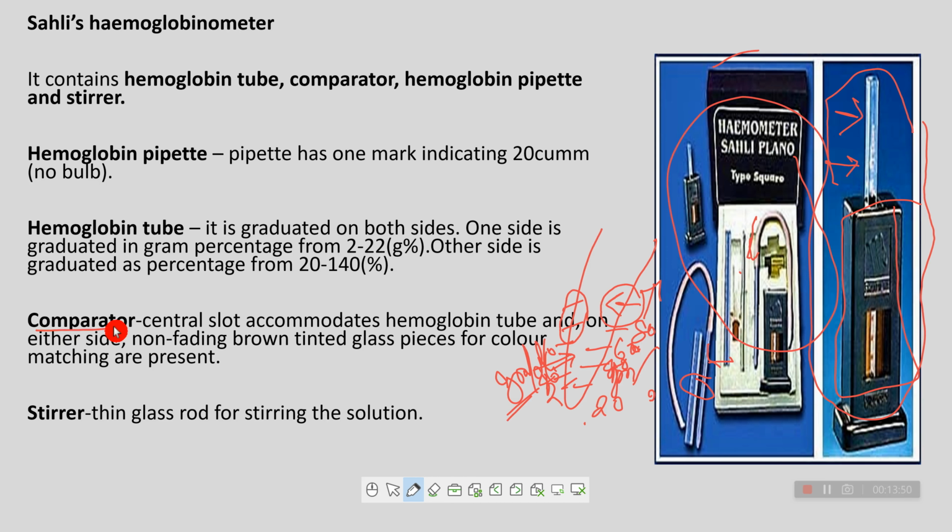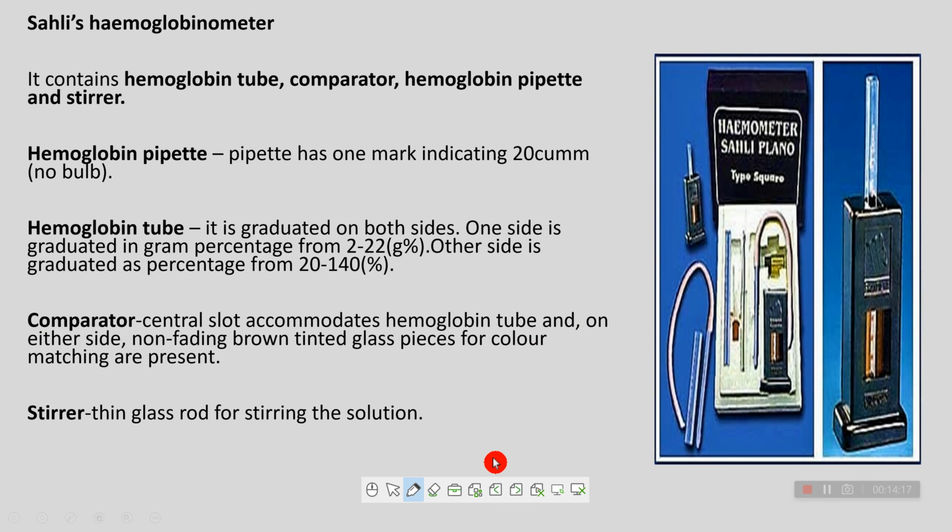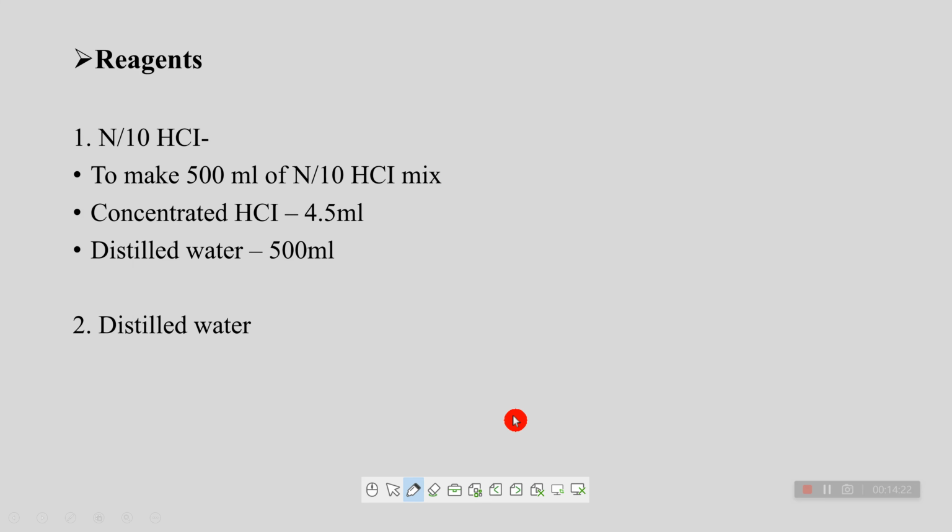Next one is the comparator. You can see here, this is the comparator box. It has two glass comparators having brown color, and the middle area is left for inserting the hemoglobin tube. In this area we insert the hemoglobin tube. Alright, so this is how a Sahli's hemoglobinometer looks like.